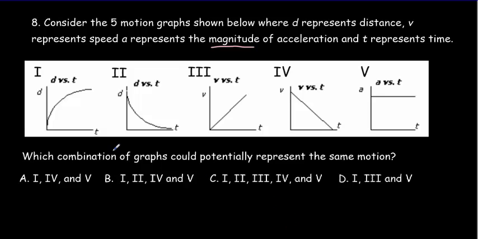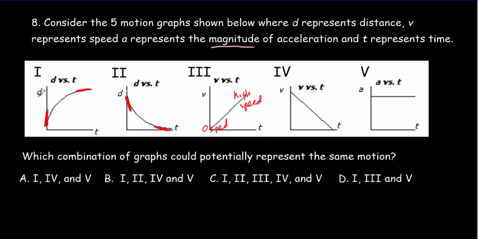So what we want to notice here, on the first graph, the speed would represent the slope of the DT graph. So what you want to notice here is that we're going from a high speed to a low speed. And the second graph as well. It's very steep here. And then it gets flat. So it's going from fast to slow.